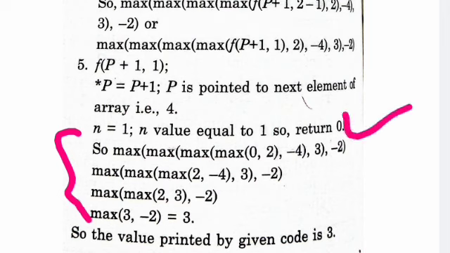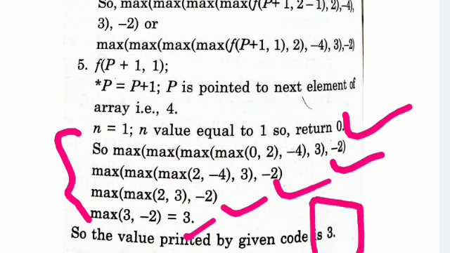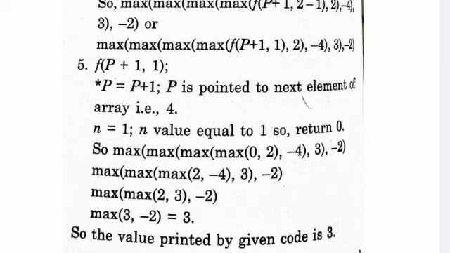Based on the 4 we get the maximum value, and so we get this expression, which returns 0. After solving this expression and reducing the recursive function, we get the printed value as 3. So the right answer is 3.